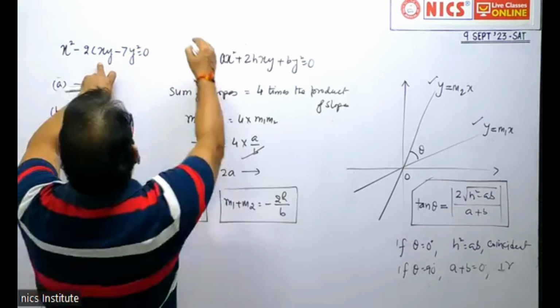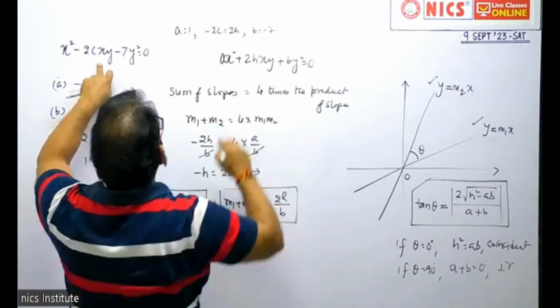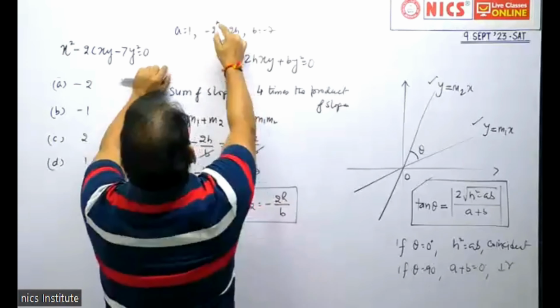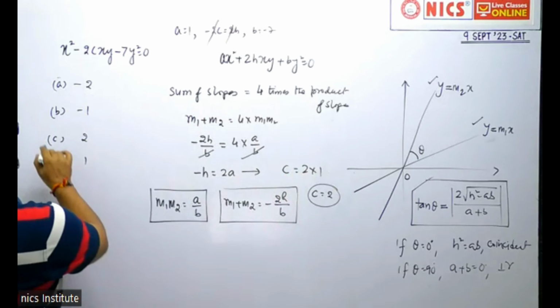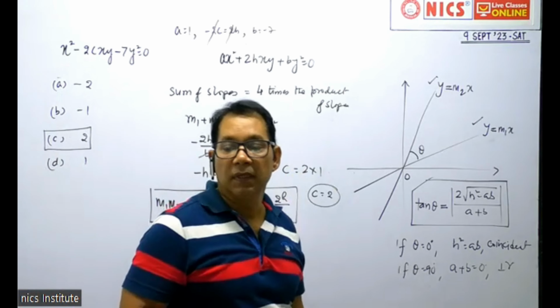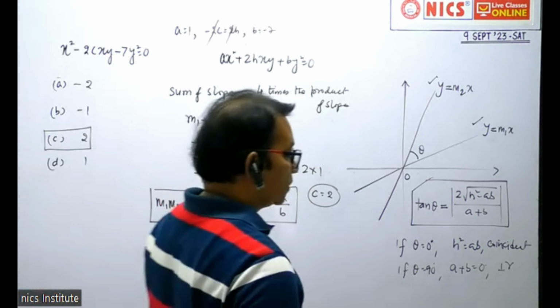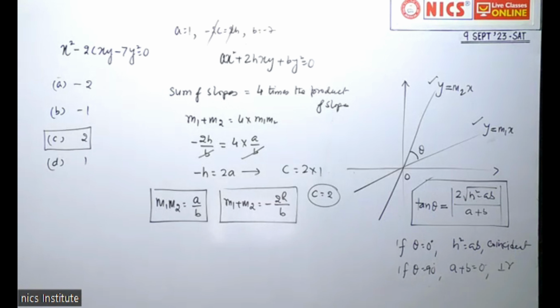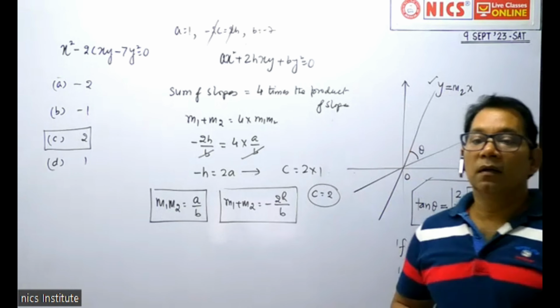When you compare this with this, a is 1. Minus 2c is 2h. And b is minus 7, which won't be used. So minus h would be equal to c, and 2a would be 2, so c equals 2. That's your answer, it is correct. Tanvi, equals to 2. Sum of the slopes equal to 4 times their product, b cancels out and then you substitute in h. All right. Next question.